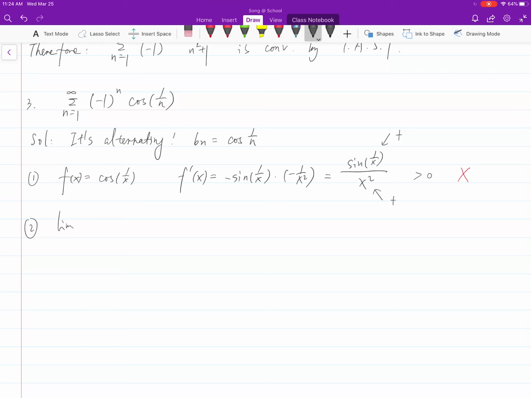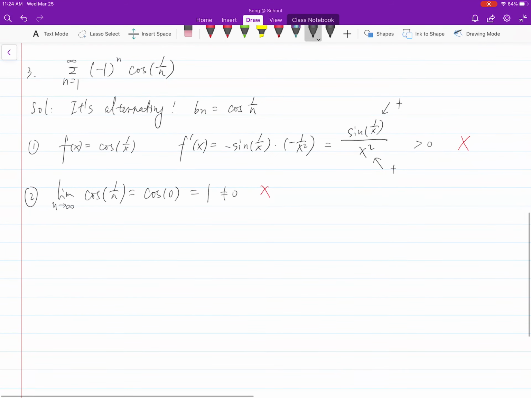Number 2, what's the limit? We already know 1 over n, when n goes to infinity, is going to be 0. Then the whole thing will be just cosine 0, which is 1. Not 0, so number 2, not satisfied. Okay, from here you can see the alternating series test fails. Let me write it down. Using abbreviations, alternating series test fail.